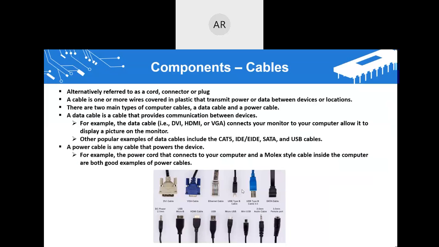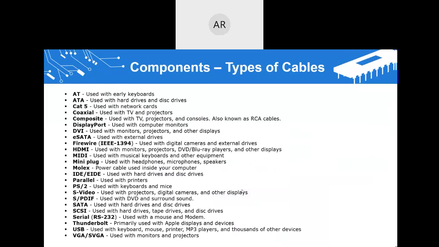Okay. Other than that, we have a data cable. A data cable will transfer data from one device to another device. For example, HDMI, VGA, Cat5, IDE, SATA, and USB cables. Okay, that's for cables. Here we show you the types of cable that we have in this system unit.